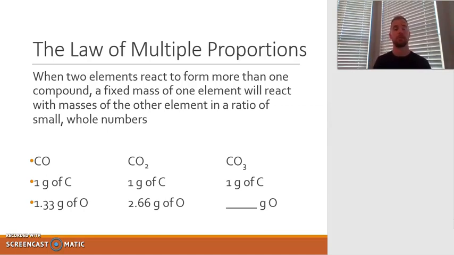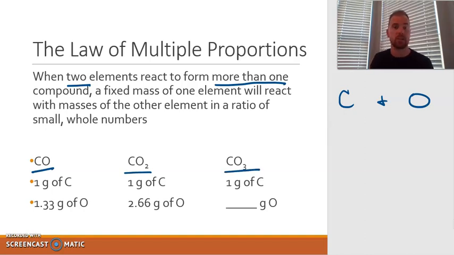I find the best way to explain this is with an example. So let's start from the beginning. When 2 elements form more than one compound. So let's stop right there. Carbon and oxygen are 2 common elements, and when you react them together, they can actually create several different compounds. 3 of those are listed. They could create carbon monoxide, carbon dioxide, or carbon trioxide. Those are just 3 examples of different compounds that can be created.